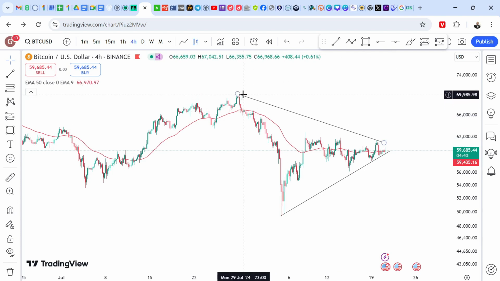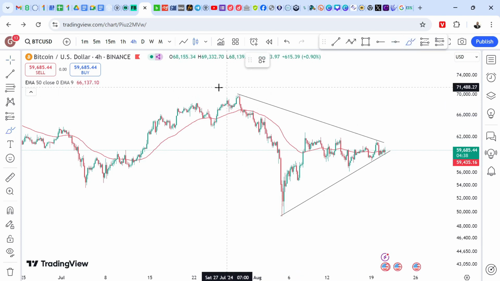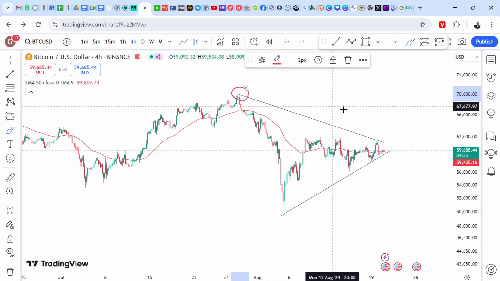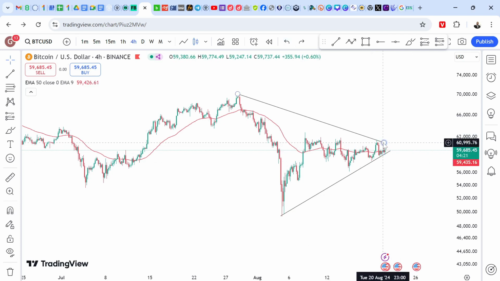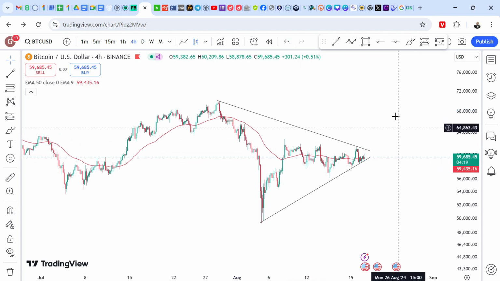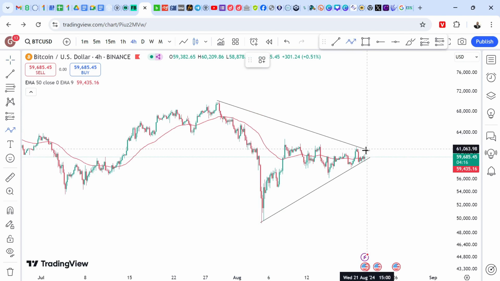You can say from a week to another week, and this is another week. This is another week. So right now, what will I be waiting for? I'll be waiting for price to break out of this trend line.